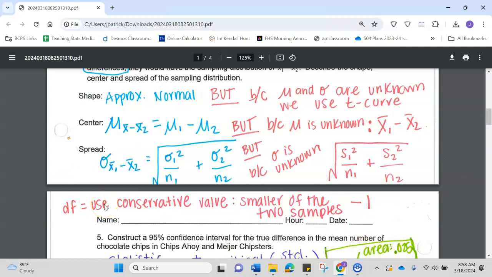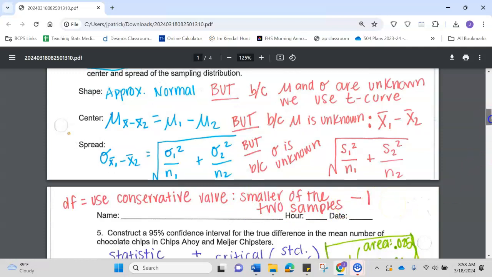So we have 2 samples, they're different sizes, like what are we supposed to use? So jot down these notes at the top, please. For the degree of freedom, we're going to use the safer, conservative value. Conservative just means we're playing it safe. So take the smaller sample, because that's worse. We always like bigger and bigger samples. So the safer value is to use the smaller sample and then subtract 1.